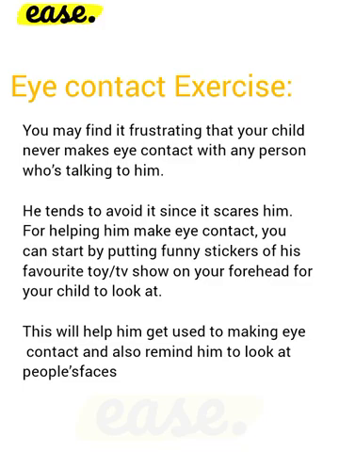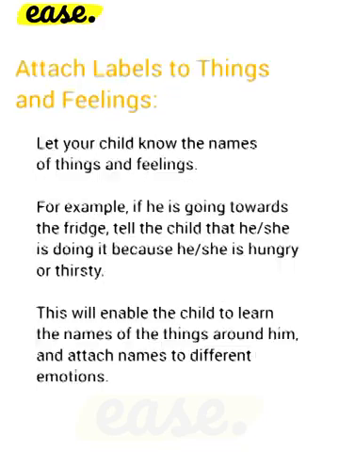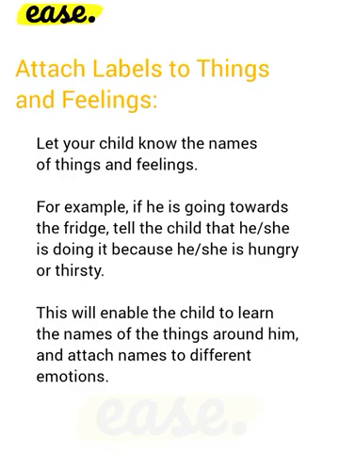This leads us to the fourth strategy, which is attach labels to things and feelings. Let your child know the names of things and feelings. For example, if your child is going towards the toilet, tell the child that you're going to the toilet because you want to pee or defecate. So each time your child is going to the toilet, he knows that, I am going to the toilet because I want to pee. If your child goes to the fridge and takes a bottle of water, let your child know you are thirsty. That is why you went to the fridge.